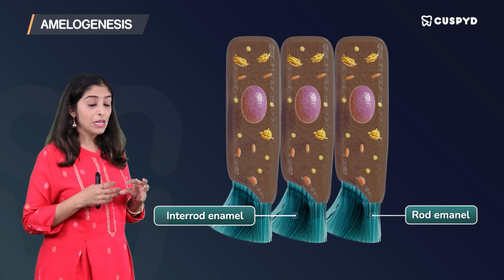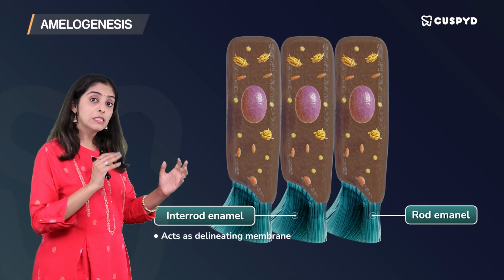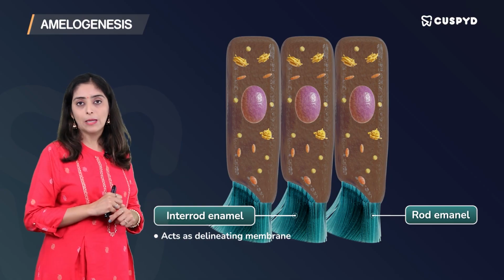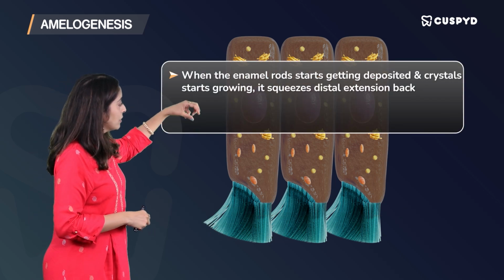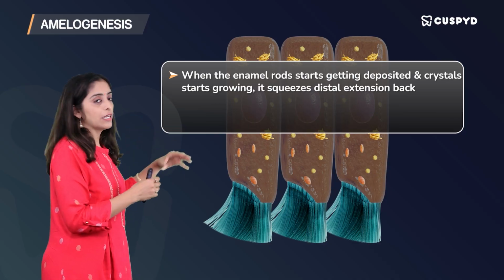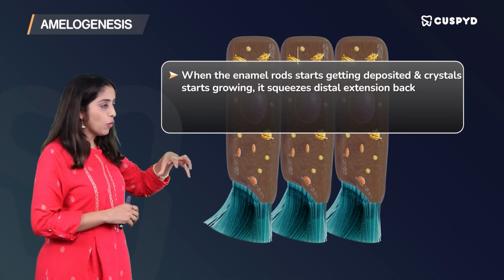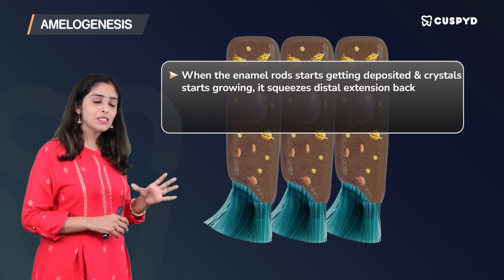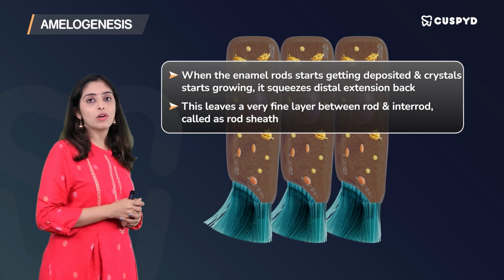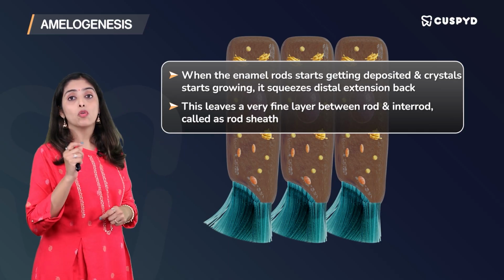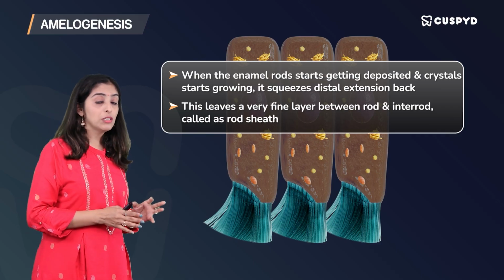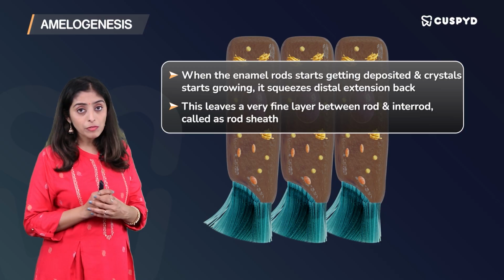So, the interrod enamel actually acts as a delineating membrane into which the distal process will go and deposit the rod enamel. Now, once the rod enamel starts getting deposited and the crystal starts growing, it squeezes this distal extension out of existence. And once the distal process of the Tomes is squeezed out, it leaves a very fine layer between the rod and the interrod enamel. And this is called the rod sheath. So, now do you understand how you have the rod sheath, the interrod enamel and the rod enamel forming?